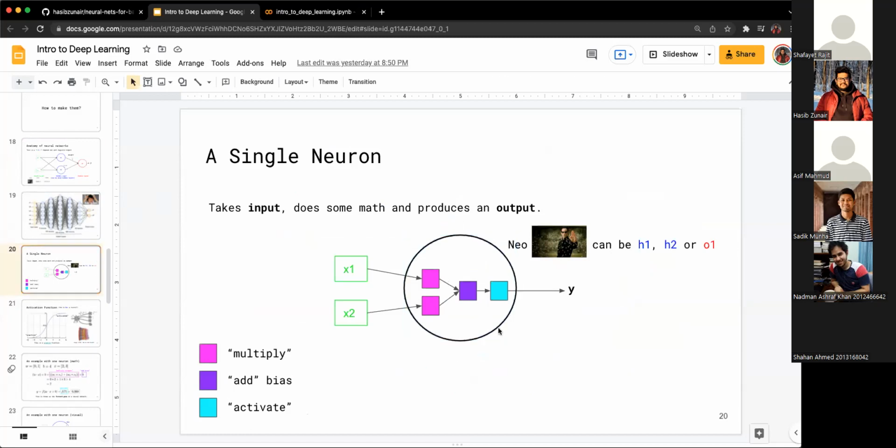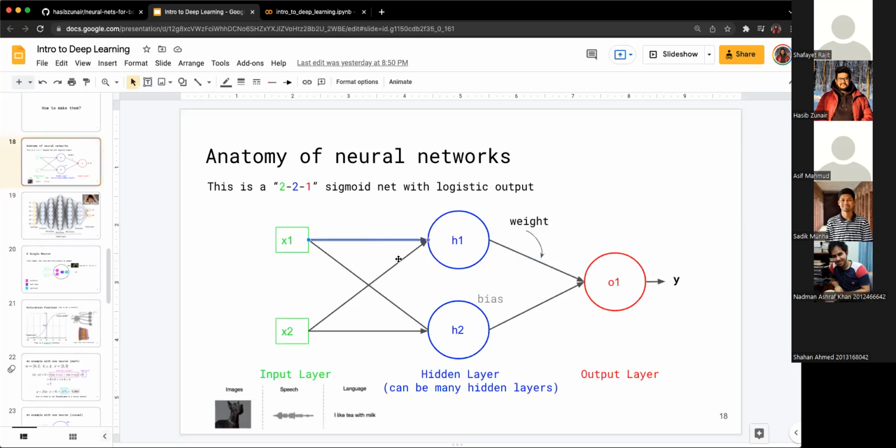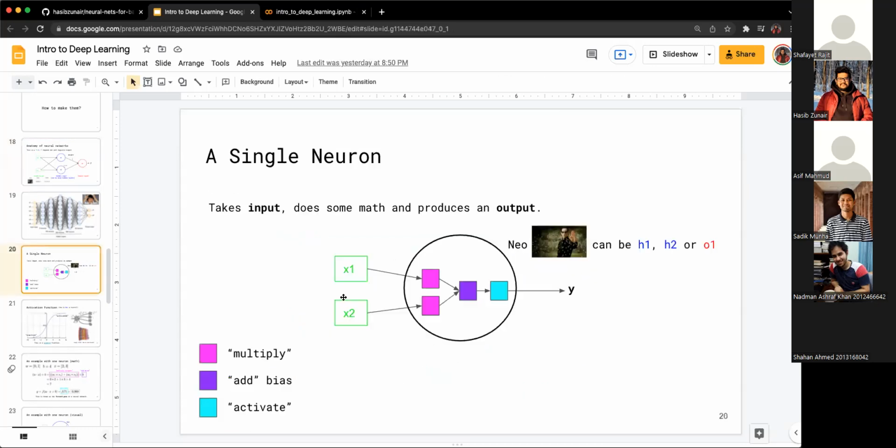So the first operation would be you take these inputs and multiply them using a certain value. These values are called weights. If you could see here, these connections have certain weights, like by how much amount would you multiply this or this value with. So that is the weight of your neuron in this case, right?